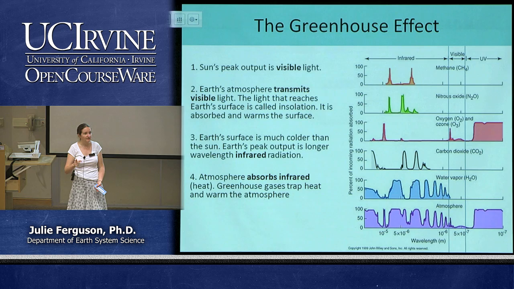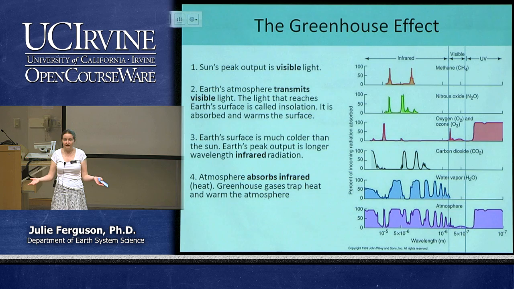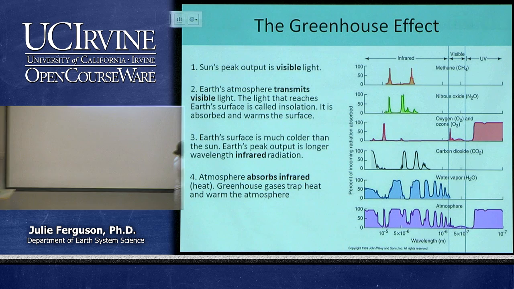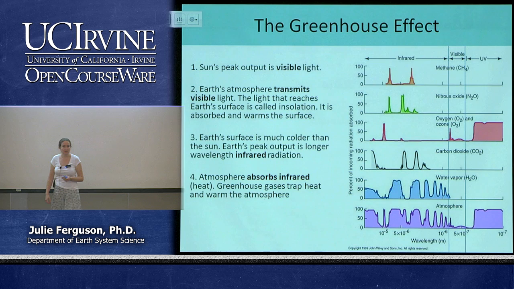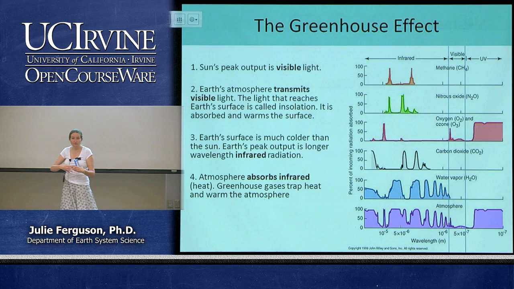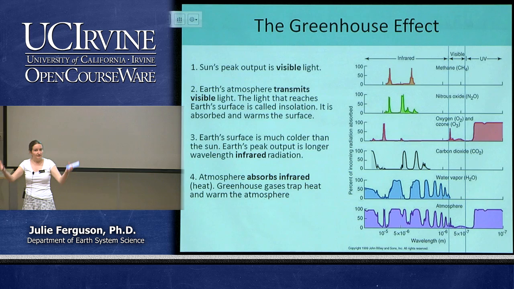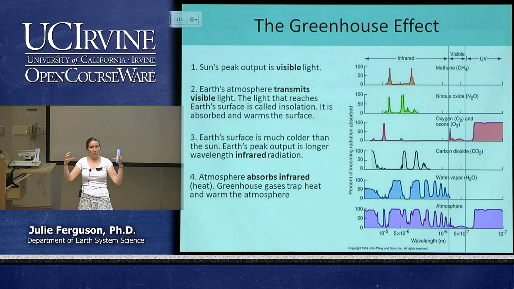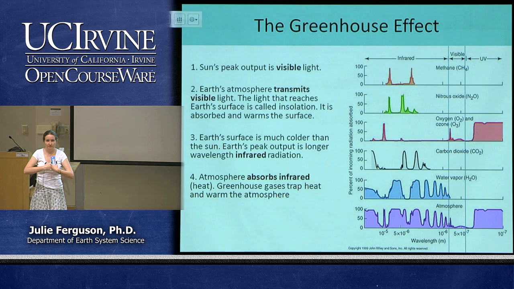But what type of radiation does the Earth emit? Infrared, long wave radiation. If we look at what different wavelengths the atmosphere will absorb in the infrared part of the spectrum, you can see that we have a lot of gases that are really good at absorbing those infrared wavelengths. And so what's happening is that the Earth is trying to emit this infrared energy out to space, but instead that energy is getting caught, it's being absorbed by those gases, and it's being kept close to the Earth. Does that make sense? Hopefully.